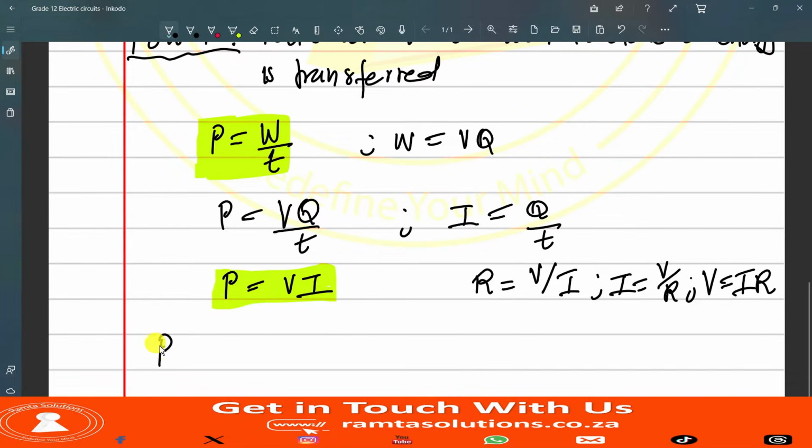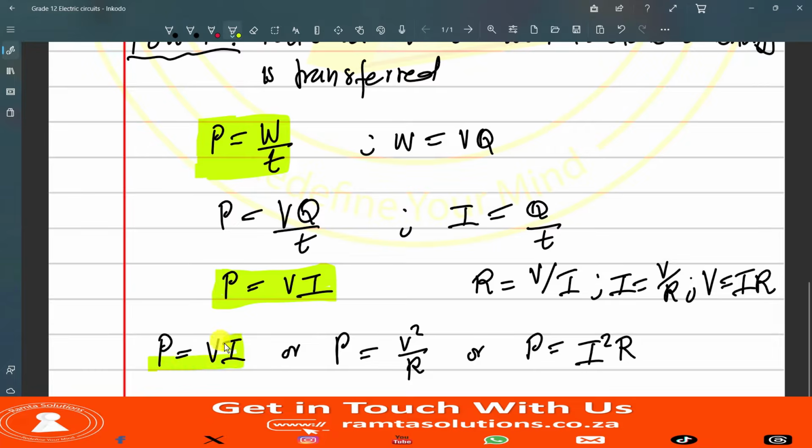Let's start. We said power equals VI. We can also say power equals, let's substitute in place of I, we're going to put V over R. We'll have V squared over R. Or, once again, in place of V, potential difference, we will put IR. Then we'll say power equals current squared times resistance. These are the formulas of power that you know, right?